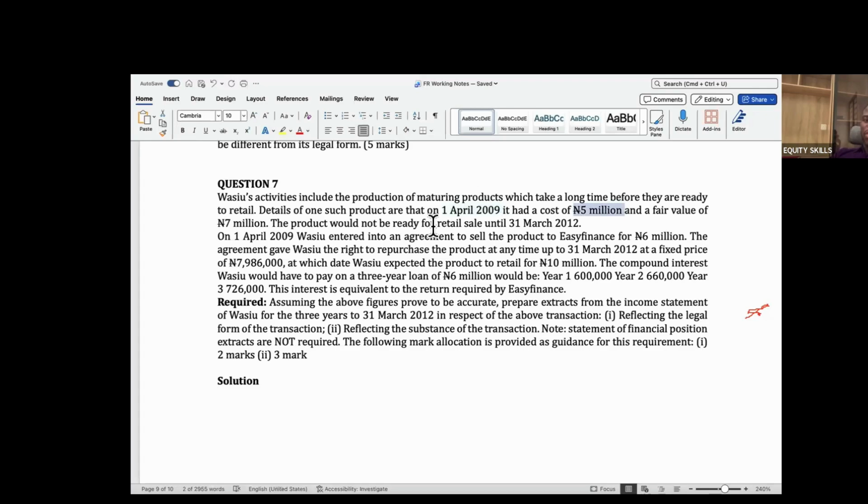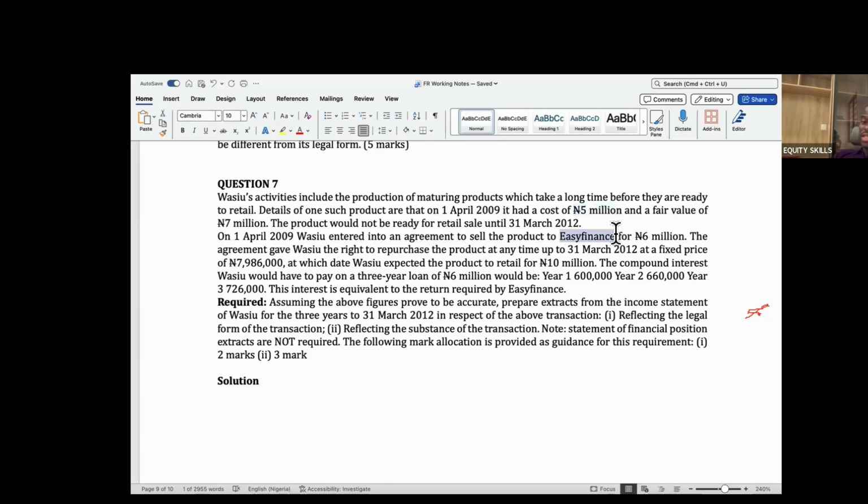It says that the product will not be ready for retail until 2012, meaning you cannot sell it until after 3 years: 10, 11, 12, 2012. And I said in April 2009, Wasiu entered into an agreement to sell the product. You know that he cannot sell the product because the product is not ready until 2012. But he anyways entered into an agreement to sell the product to Easy Finance for 6 million.